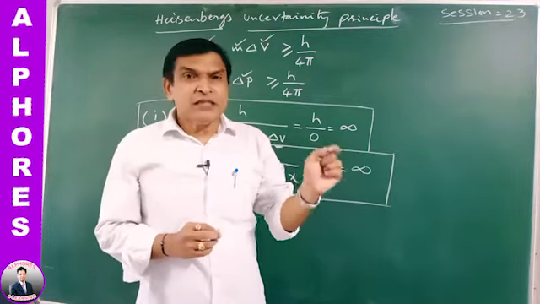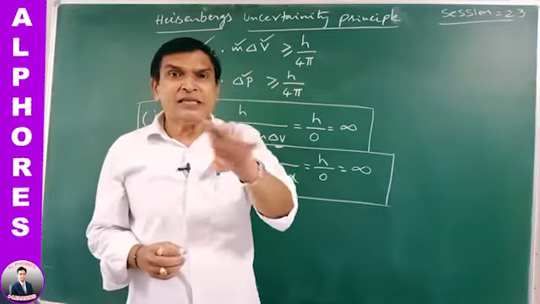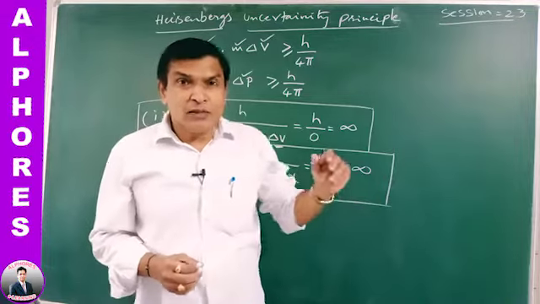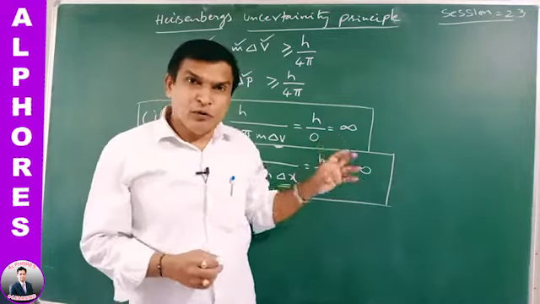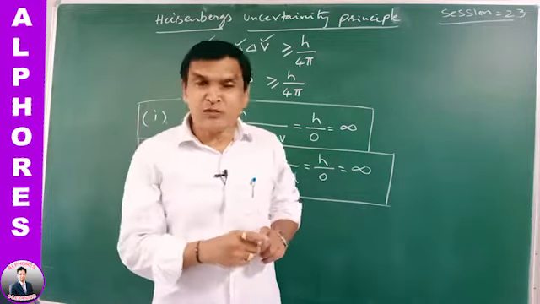You can find a question like this: Heisenberg's uncertainty principle is contradictory to the following. Number 1, de Broglie theory. Number 2, Sommerfeld's atomic model. Number 3, Rutherford's atomic model. Number 4, Bohr's atomic model. The answer will be Bohr's atomic model. Like that you can expect questions.